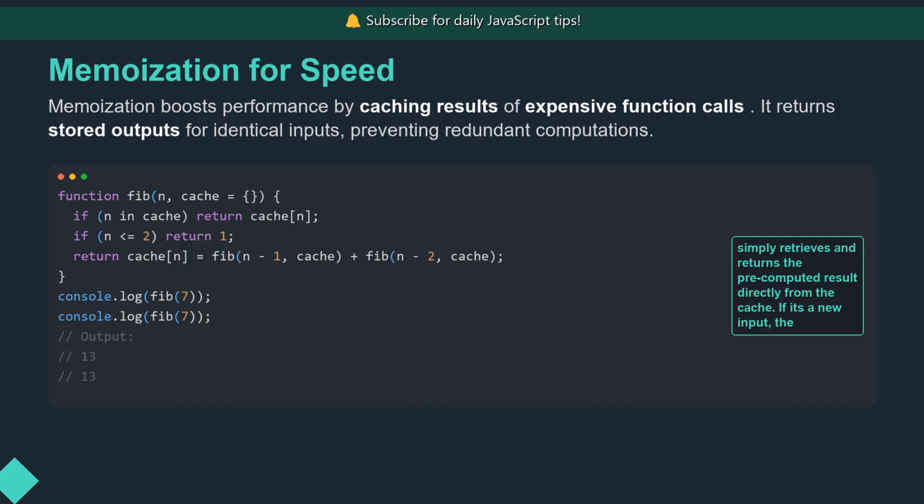If it's a new input, the function executes, calculates the result, stores this new result in the cache associated with the current inputs, and then returns it. This means the heavy lifting is only done once for any given set of inputs.